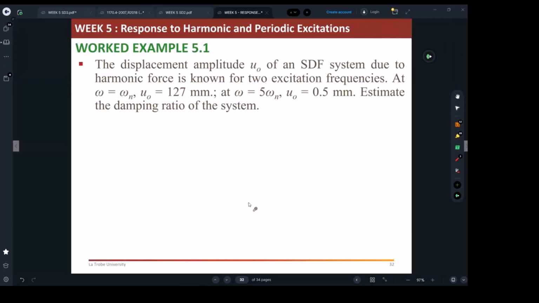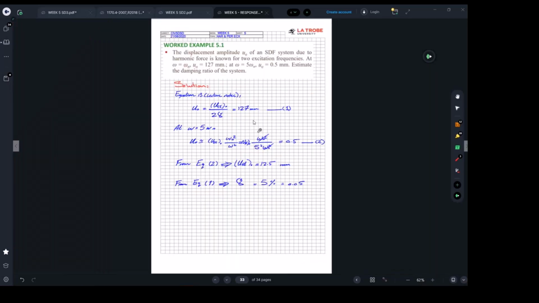So just have a read through this example. We didn't have a break, so have a read through this, and within 8 minutes I will come back and talk about this.